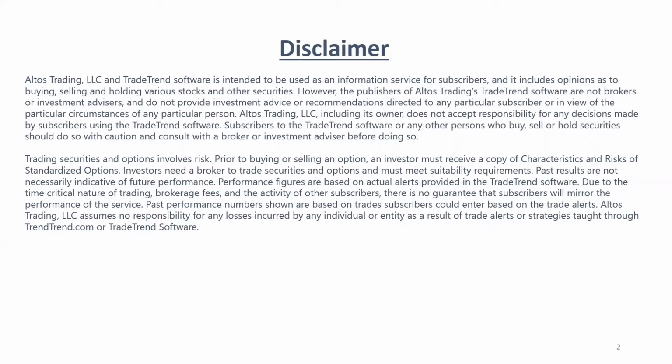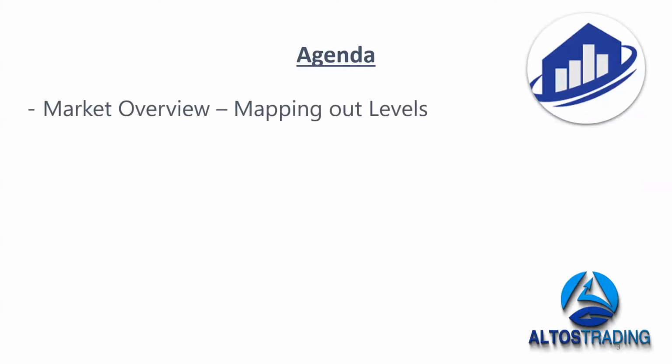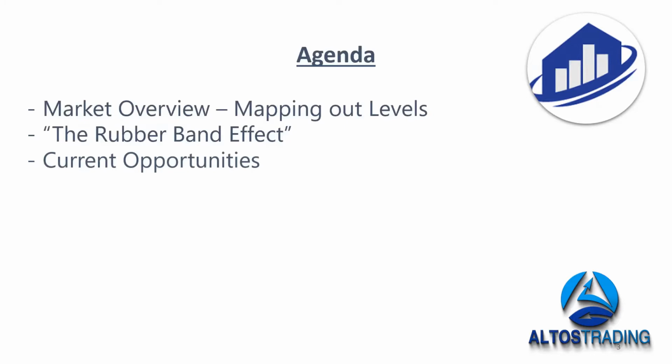But it's great for you guys because we can navigate through this and talk about our overall view of the market, map out our levels so we have a good idea of where we may see support in the current sell-off. Then we'll talk about the rubber band effect. This is a great technique you can implement in your trading strategies to determine where the market may be going back up to, because as with any sell-off, the market always goes back up eventually. We'll also talk about some current opportunities in the market, and we'll hold a Q&A at the end as well.